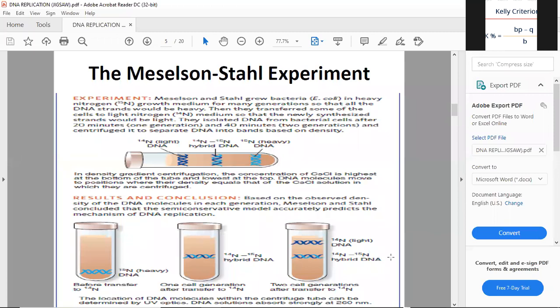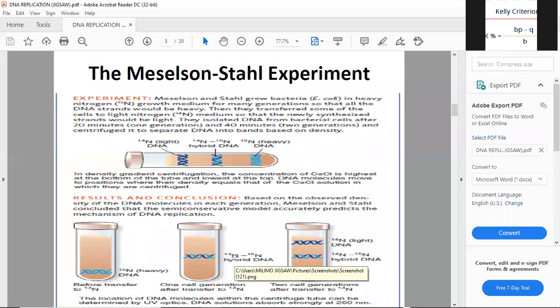So the molecule that was containing 15N, or heavy nitrogen. When they put it in the heavy nitrogen, the E. coli grew for generations. And then they later transferred it into 14N, or light nitrogen, and observed what was happening.